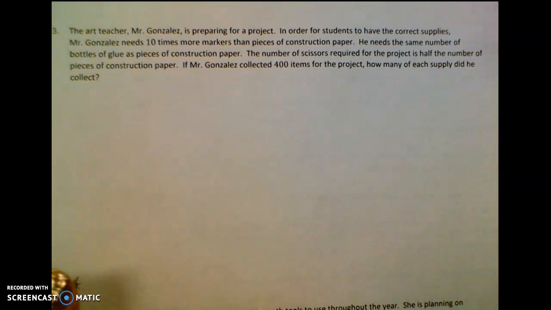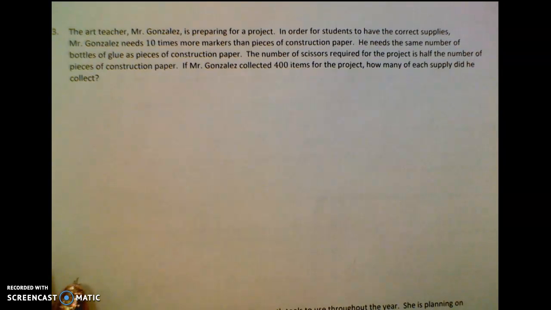So first thing I'm always going to do is read the problem out loud, or not out loud, but at least read the whole problem. So the art teacher, Mr. Gonzalez, is preparing for a project. In order for students to have the correct supplies, Mr. Gonzalez needs 10 times more markers than pieces of construction paper.